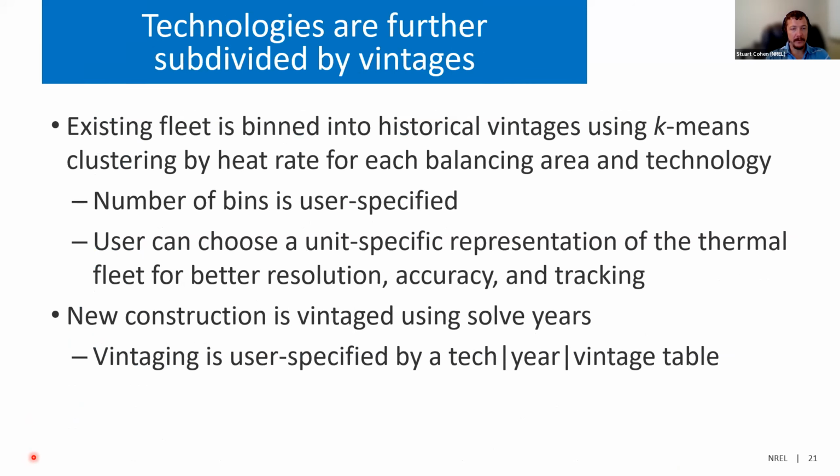Even further than that, for the thermal fleet, the fossil and nuclear technologies, we also differentiate those by vintages. And this is actually user input. By default, I honestly can't remember the number of bin vintages we have for each technology, but you can specify how many you want to represent, particularly for the existing fleet, all the way up to a unit-specific representation of the existing fleet. This doesn't necessarily preserve all of the unit-specific characteristics, but if you want, you can create enough vintages in a region such that every coal plant has its own vintage in that region.